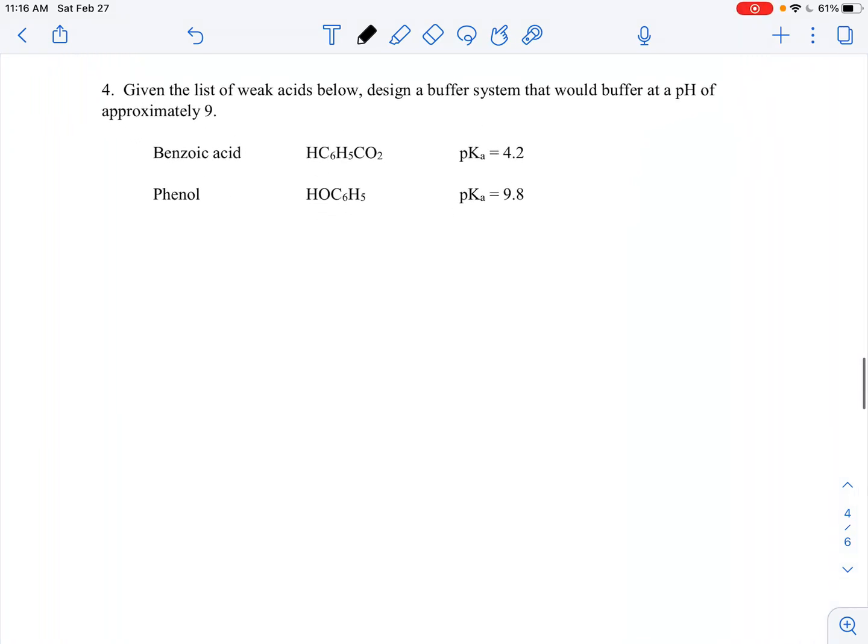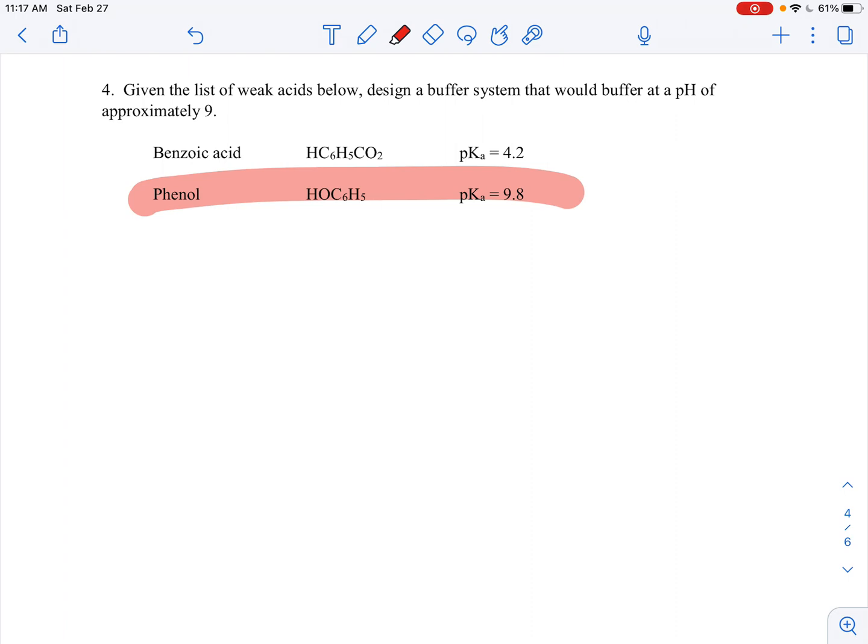Alrighty, so this one should be pretty easy. All you're going to have to do is pick a substance that is going to buffer at approximately the pH that you want it to. They were really nice, and they gave you two choices here. They gave you a choice of about a 4 or about a 10 or so, 9.8 that is there. And they want you to buffer at approximately a pH of 9. So all you have to do is pick the one that has the pKa value that is closest to that.